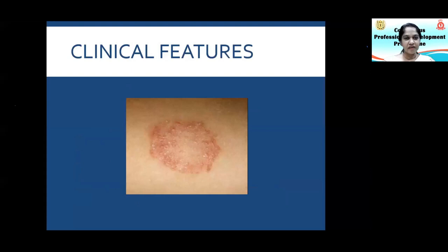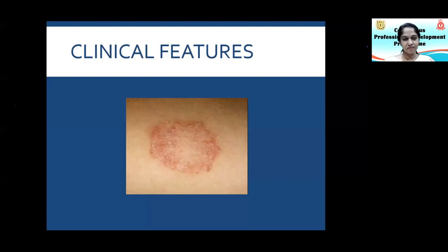Clinical features. This is the typical skin lesion in tinea infections. I think you're familiar with this. These are annular erythematous plaques, and you can see the active edge with papules and pustules, and there will be central clearing. Because of this clinical feature, the shape of a ring, they have got the name ringworm disease.